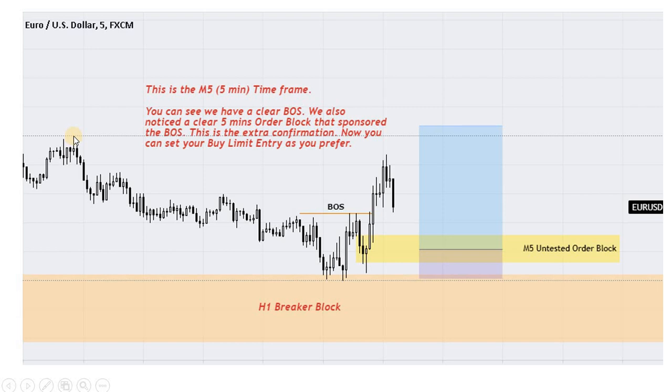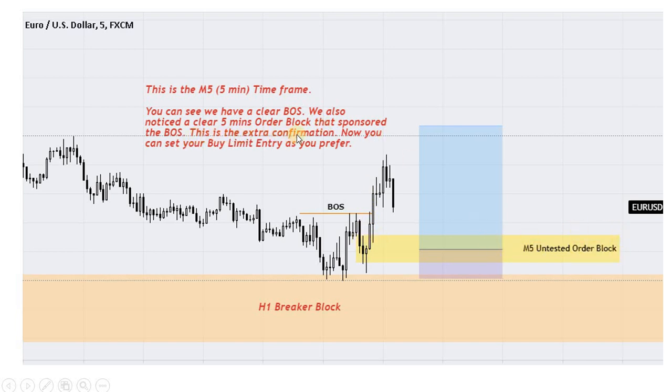Price was making lower highs and lower lows, lower highs and lower lows. Then we notice the break of structure at this point, sponsored by this 5 minutes drop base rally, untested order block, and that is taking note of, as you can see.